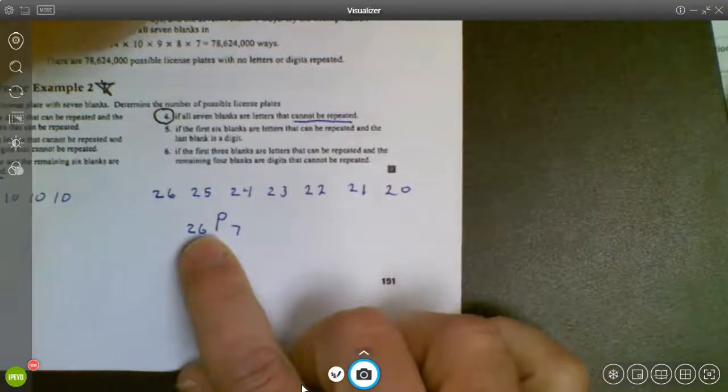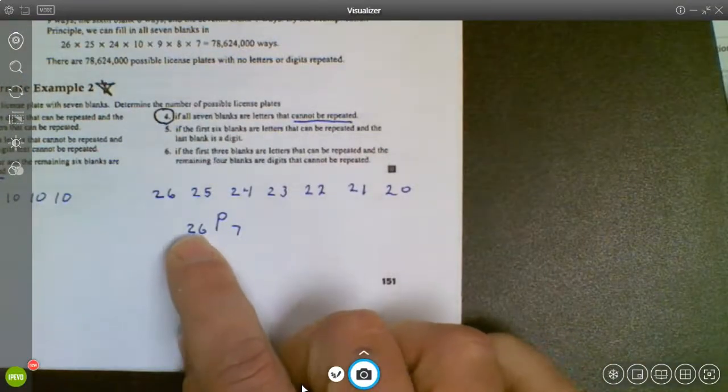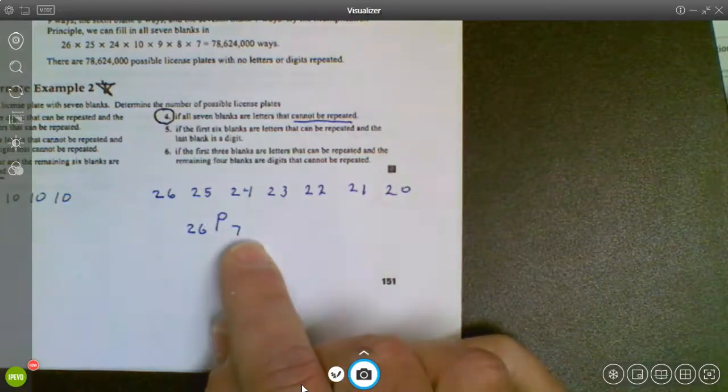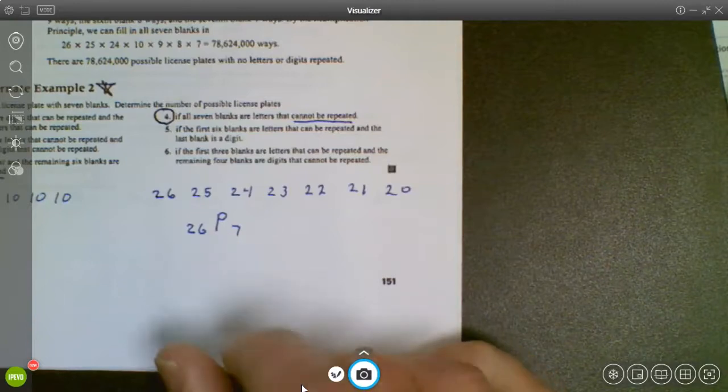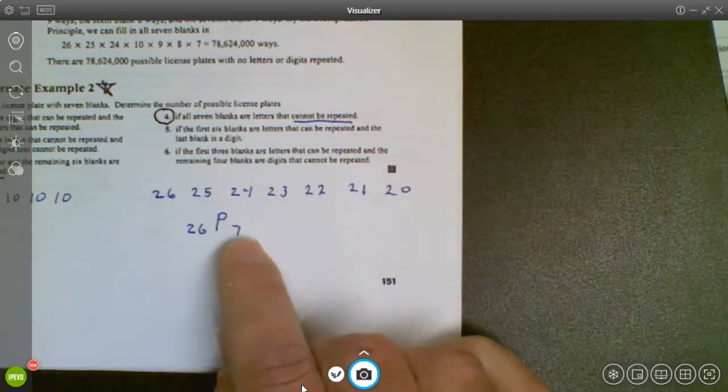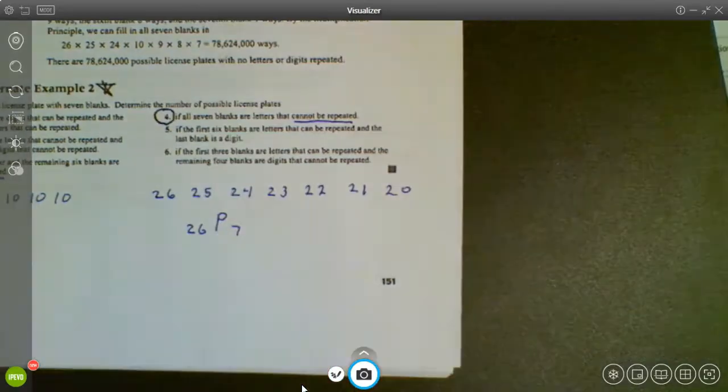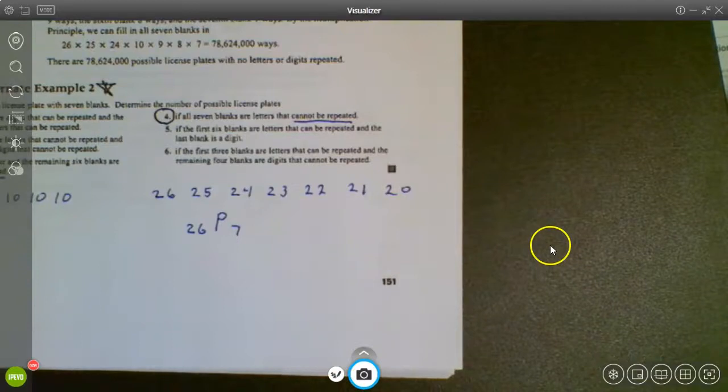when I set it up like this. There were n objects, there were 26 letters in the alphabet, and they were being taken 7 at a time. That's our r value, right? So this is nPr. That's always a P for permutation. And r is how many of those you're actually going to place in an order. So that's where that notation comes from.